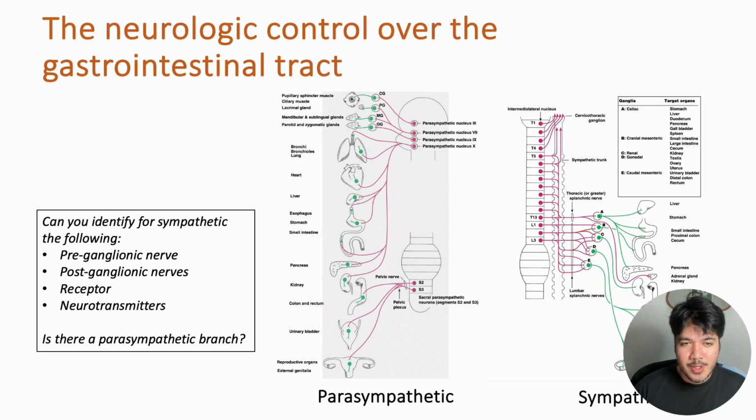Now, again, with the gastrointestinal tract, it's a little bit complicated, as there are definitely a lot more gastrointestinal organs here. So if you want to take some time to pause this video, have a look through the different branches. I've listed both the parasympathetic and the sympathetic branches, and try to identify the preganglionic and postganglionic nerves, and think about the different receptors and neurons as well. And we can work our way to the next slides from here.